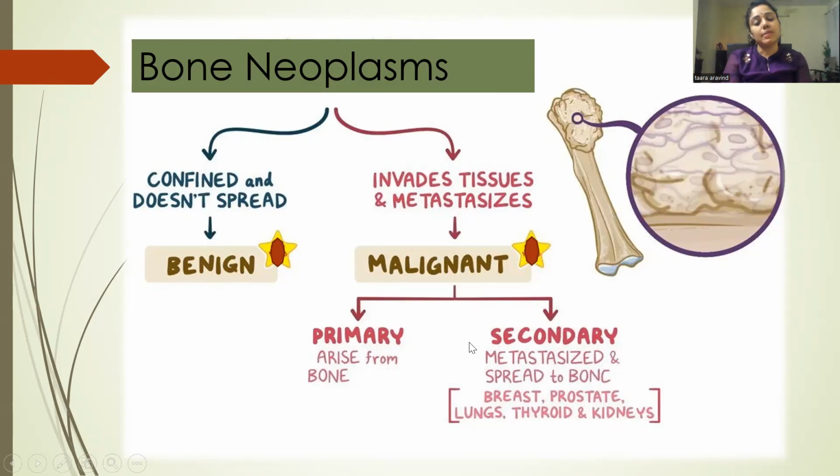So a primary malignant neoplasm is basically the neoplasm that is arising from the bone. And secondary is the neoplasm arising from some other part of the body, and then metastasizing or spreading to the bone. So the most common sites from where the bone mets occur are the breast, prostate, lungs, thyroid, and kidneys.